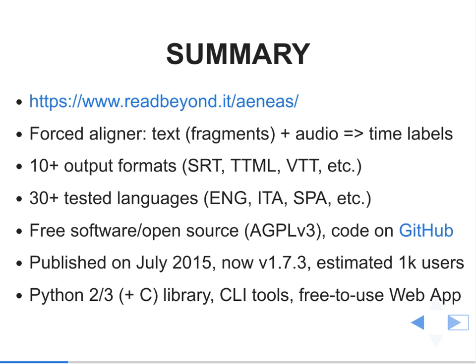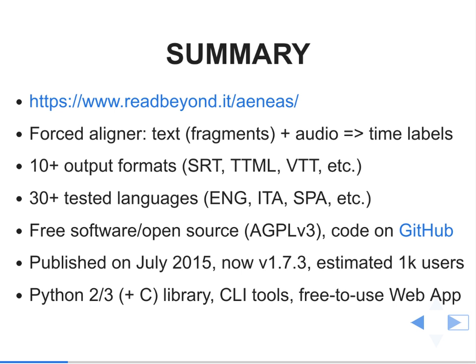aeneas is free software. It is released under the AGPL version 3 license. The development happens on GitHub under the ReadBeyond account. I need to explain here that ReadBeyond was the name of the startup working on digital publishing projects that I co-founded about 4 years ago. When we decided to shut the doors in June 2015, we decided to open source our assets, including the initial core of aeneas. The current version is 1.7.3 and I estimate that there are about 1,000 users in the world.